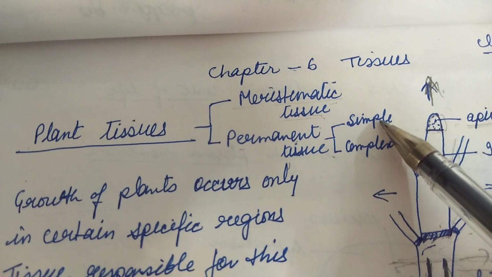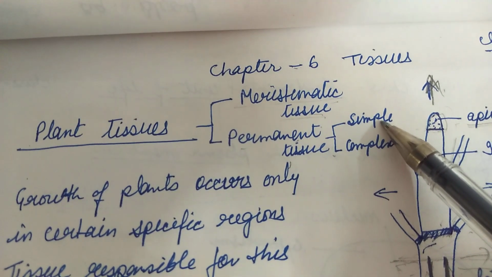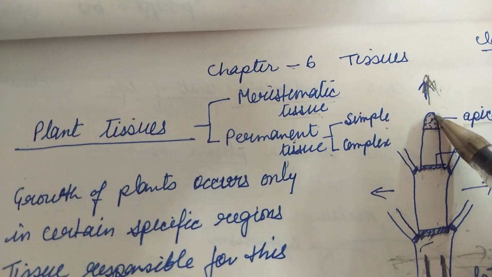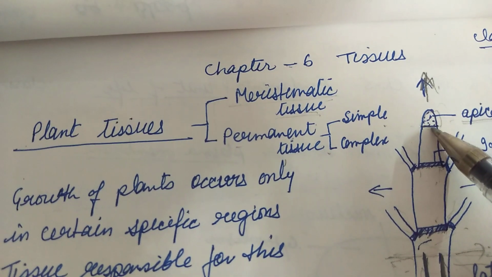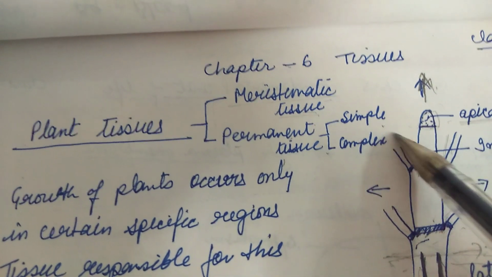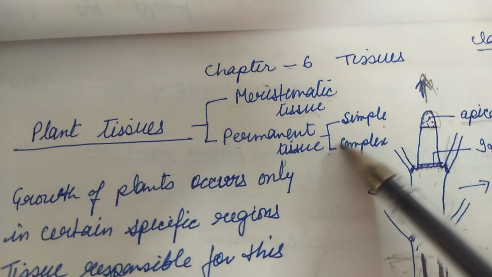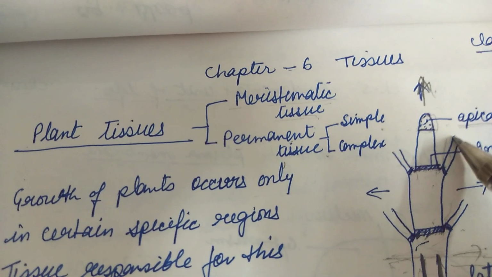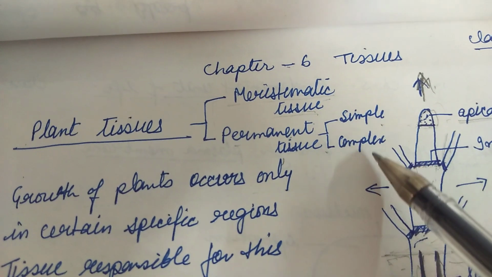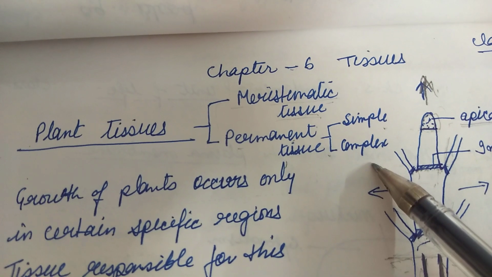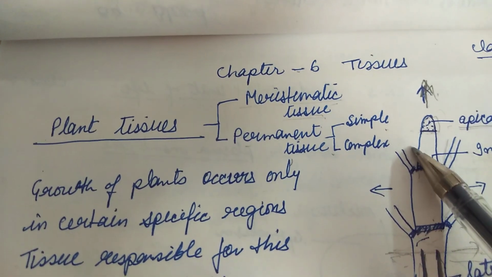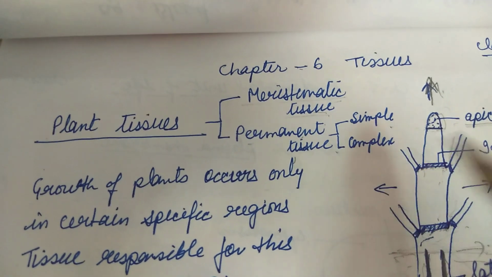So we studied simple permanent tissue in our last video. There are three types: parenchyma, collenchyma and sclerenchyma. In this video we will cover complex permanent tissues. Right? There are two types, xylem and phloem. And in the previous video we studied why they are called simple permanent tissues and complex permanent tissues. Clear? So in this video we'll cover complex permanent tissues and how they are classified.